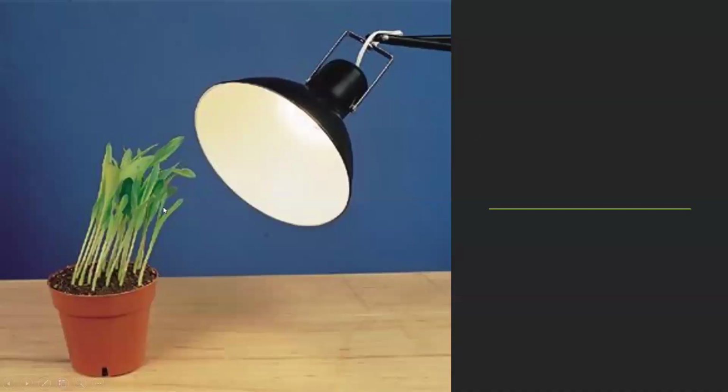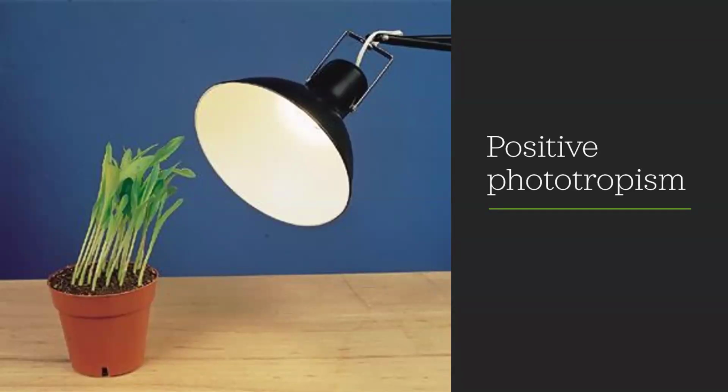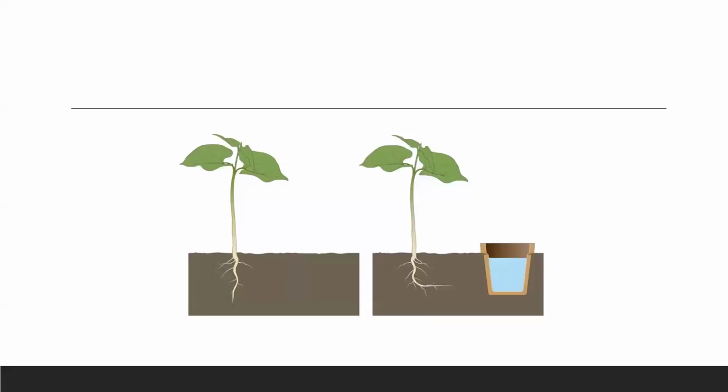See the plants, they are growing towards sunlight, towards light. That's also positive phototropic movement. Okay. Can you tell me this movement? How do you name this movement? Positive geotropism. Yes, this is positive geotropic movement, right?